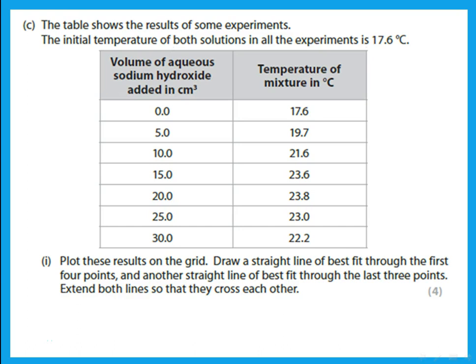Then he gives me here a table and he says plot these results on the grid, and please pay attention to what he says. So here he's saying draw a straight line of best fit through the first 4 points and another straight line of best fit through the last 3 points. Extend both lines so that they cross each other.